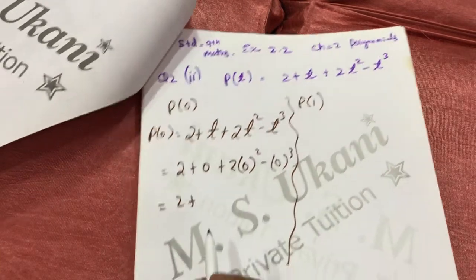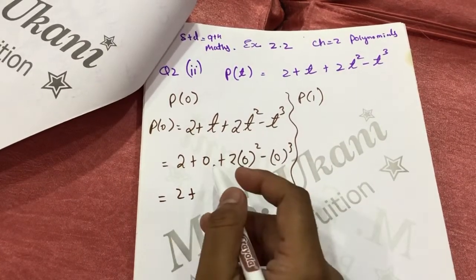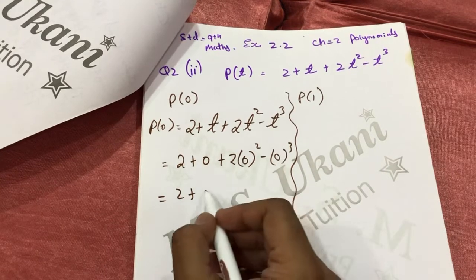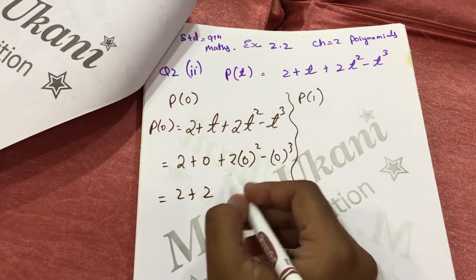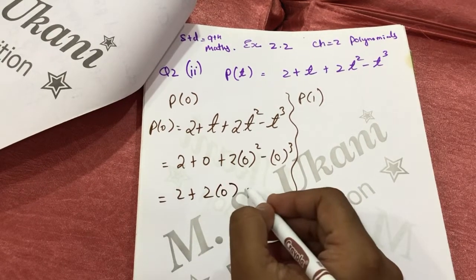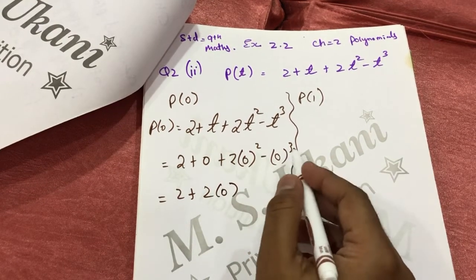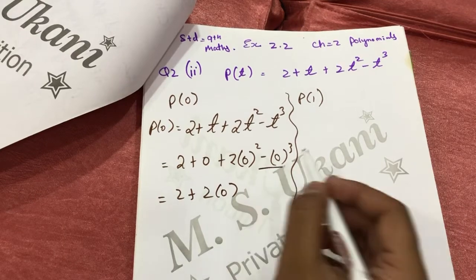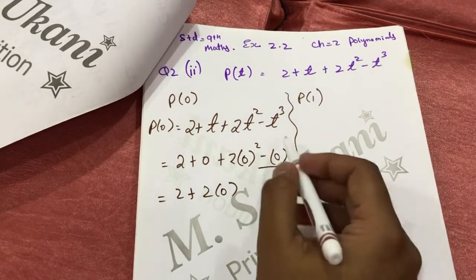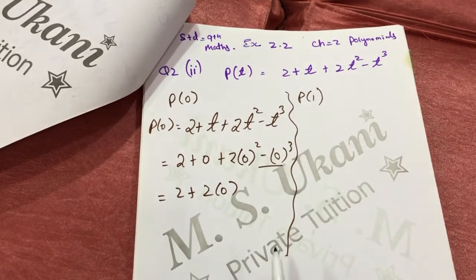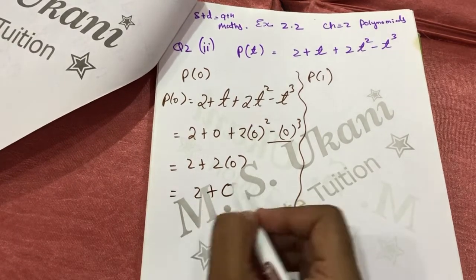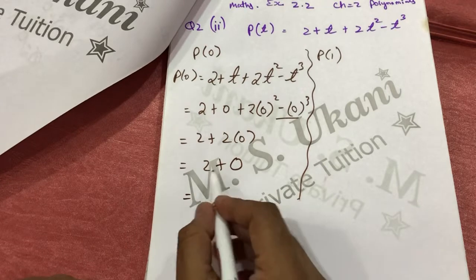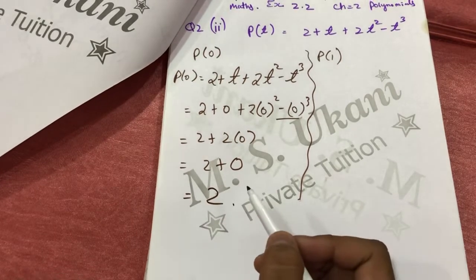2 plus 0 will remain, no value of 0, plus this 2, we are writing, 0 square will be 0 and 0 cube will remain 0. So this statement we are not writing, because the whole statement will remain 0. Now 2 plus 2 zeros are 0, and 2 plus 0 will be our answer, 2.